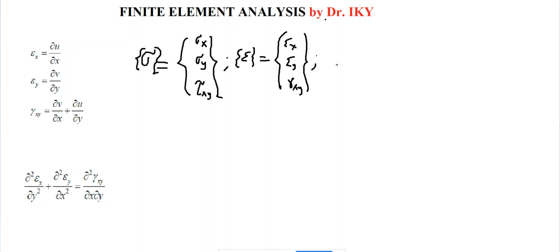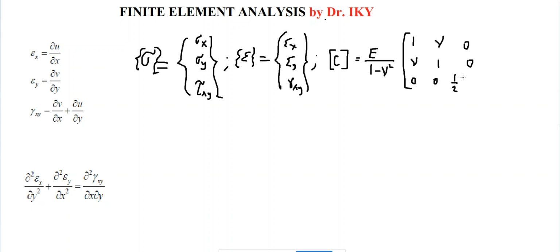And again, I want to write the stiffness matrix, which is depicted by C, equal to E, Young's modulus, over 1 minus mu squared, and in matrix form: 1, mu, 0; mu, 1, 0; and for the shear, 0, 0, and (1 minus mu) over 2.